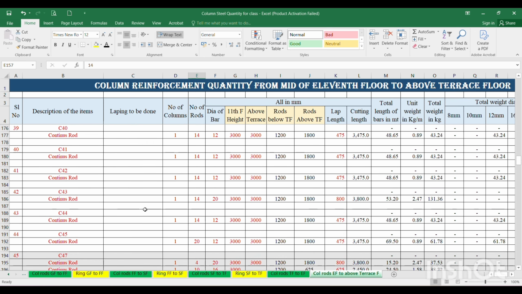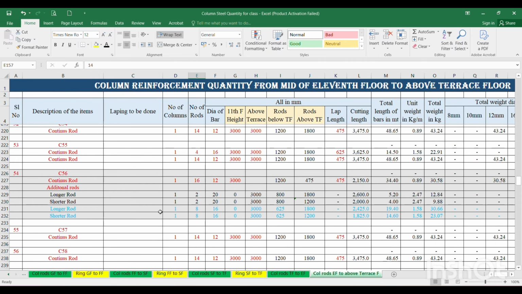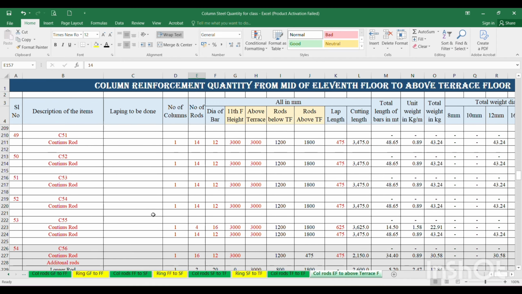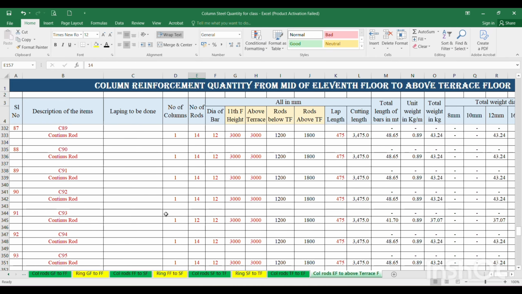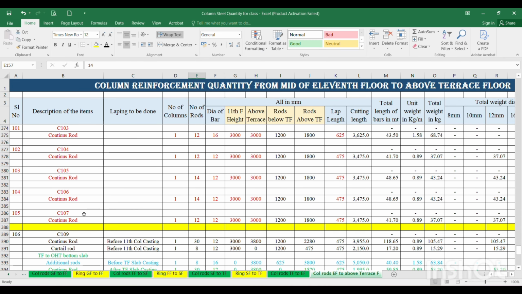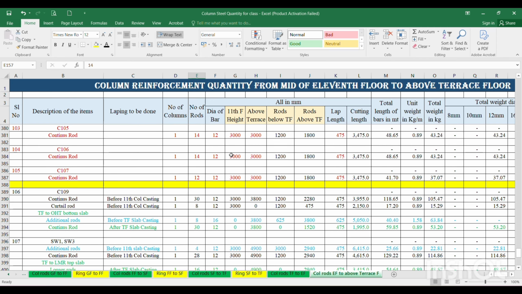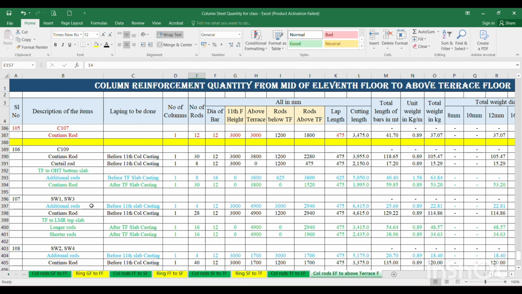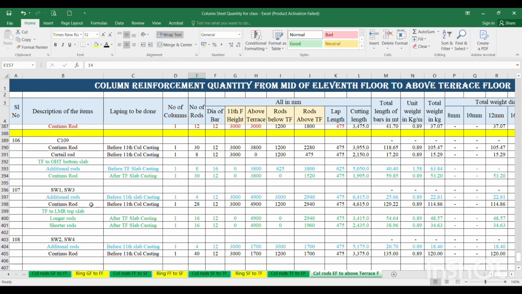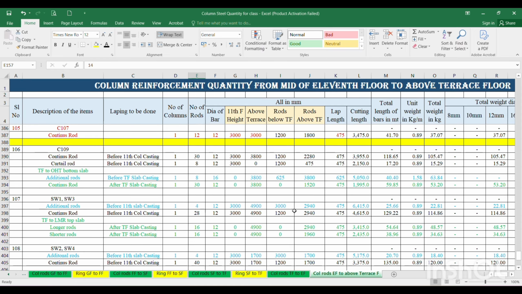From 36 onwards you people can do it. The same thing: C47 is there to be updated, C56 has to be updated, and up to C107 you people have to do similarly. So the last 3 columns are there: column 109 and shear walls SW1 and SW3, and SW2 and SW4, which I will explain.